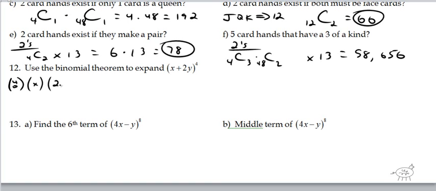And then 2y, the second term. And that 0, the bottom number always goes with this one. And then they have to add up to 4, so that's a 4 there. Okay? And so let's write this all out. It's going to be 4C1.